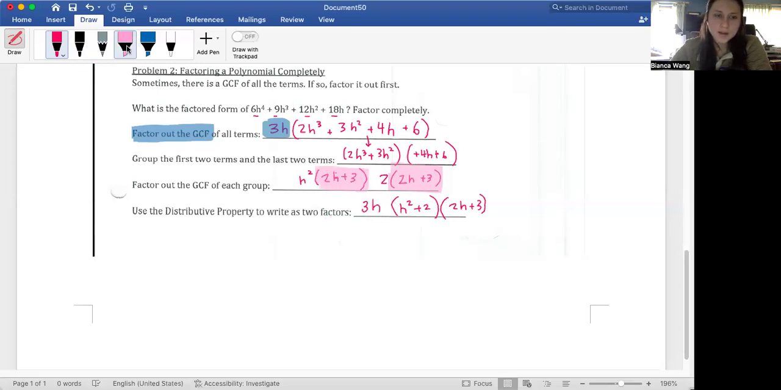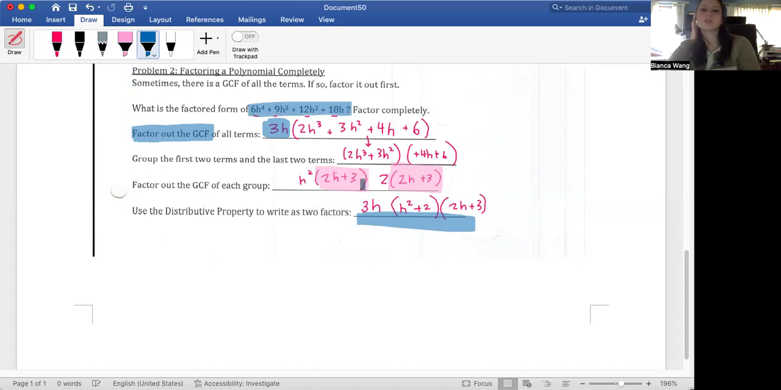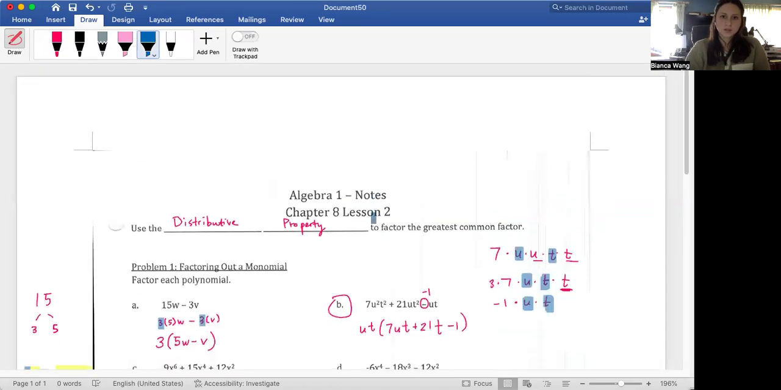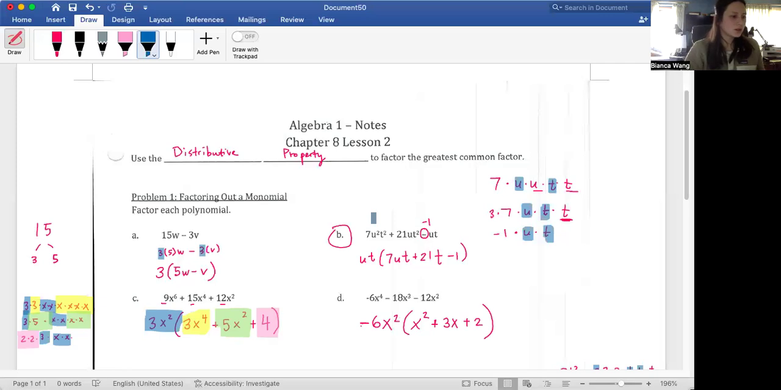So if I now use the distributive property to multiply all of this out, you will have the exact same thing as the problem that was given to us. So you could always check your answer by FOILing or multiplying it all out to see if you have the same thing. Okay. I believe we have, actually, that's it.